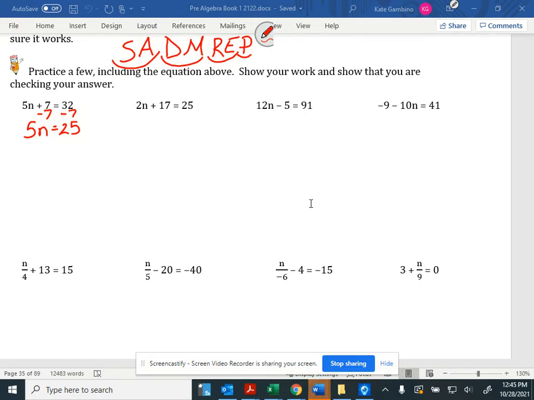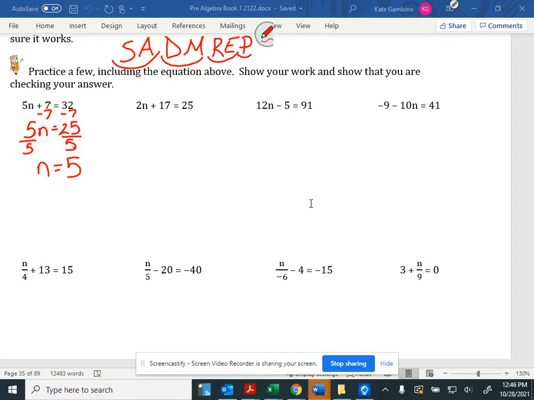What's my next step? What am I going to do next? I canceled out 7 minus 7, so that's 0. Paisley, what do I do next? Divide 25 by 5. I'm going to divide by 5. Because 5n is 5 times n, so I want to do the opposite. I want to divide it. 5 divided by 5 is 1, so that's just the n. 25 divided by 5 is 5.